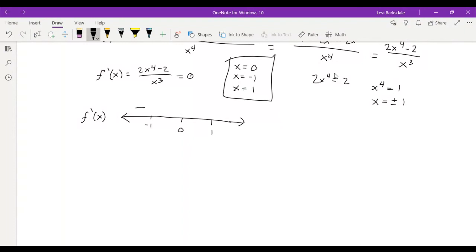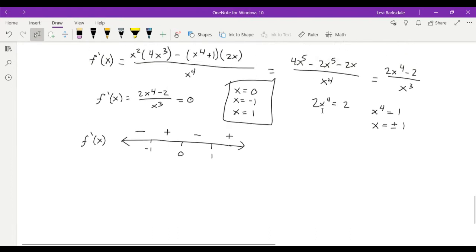Now at x is equal to negative 1/2, our numerator is negative, but so is our denominator. So we end up with a positive. At x is equal to positive 1/2, again we have a negative numerator, but this time a positive denominator. So we end up with a negative result. And lastly, for x bigger than 1, everything is going to be positive. So now we can see the behavior of our first derivative.